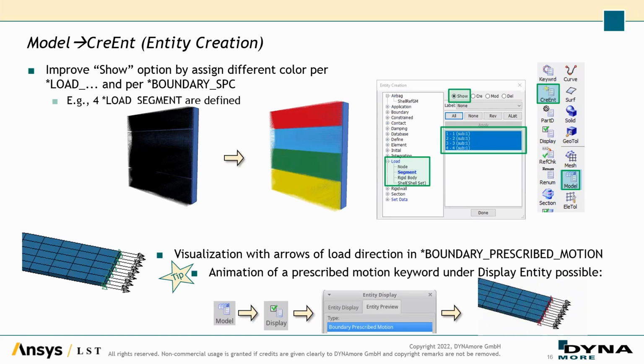Also new is the visualization with arrows of load directions defined in boundary prescribed motion. Before, there was only a point and not an arrow. My tip: you can animate the prescribed motion in your keyword card, in your input card, under display entity. That's possible like you see here.